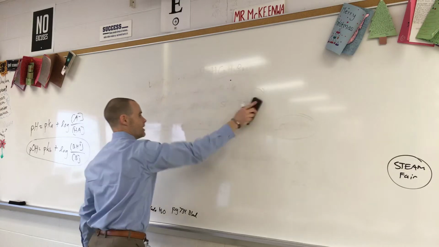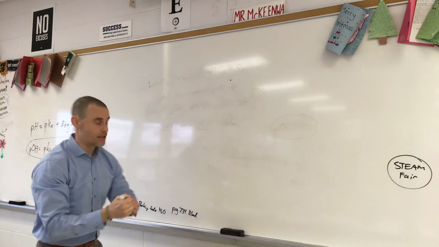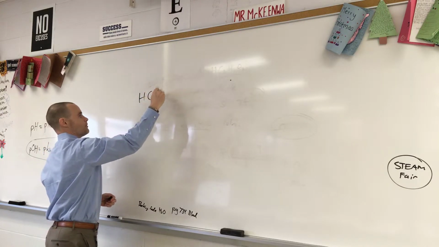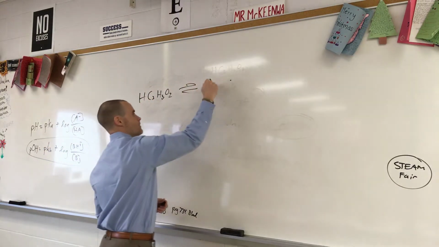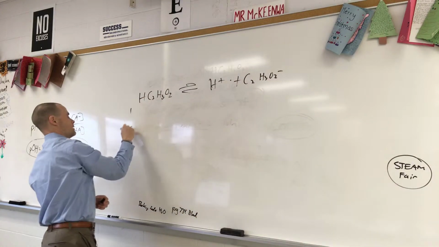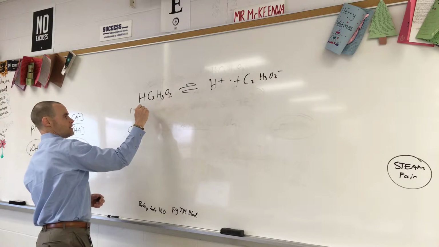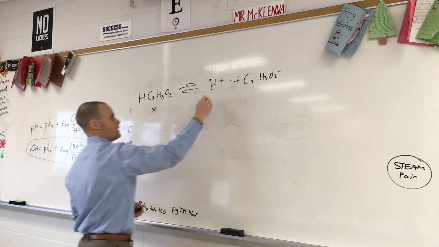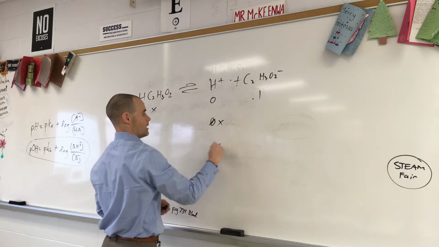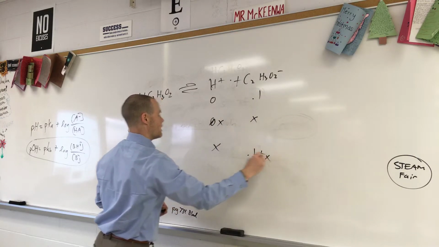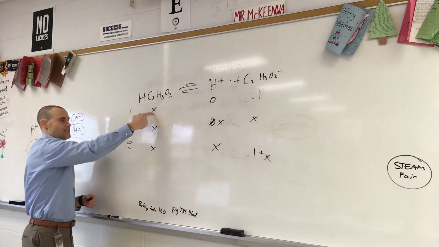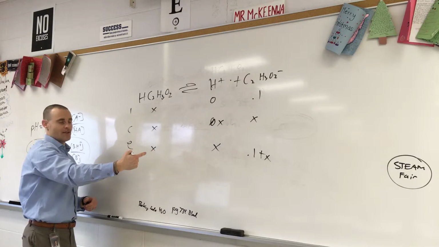Now, let me show you the ICE table quick, and then I gotta get to titration. All right, so here's how we would do it. I'm gonna go real fast. So here you go: HC2H3O2 goes to H plus and C2H3O2 minus, ICE. 0.1, 0, or x, 0.1 plus x. So this would technically be x minus x, right?